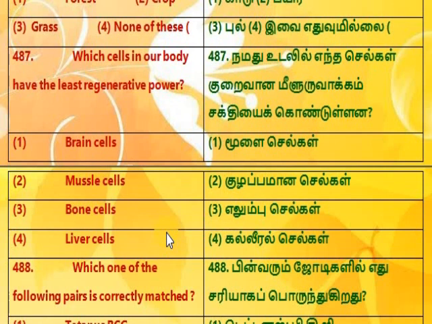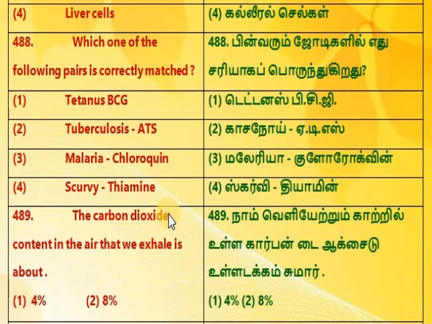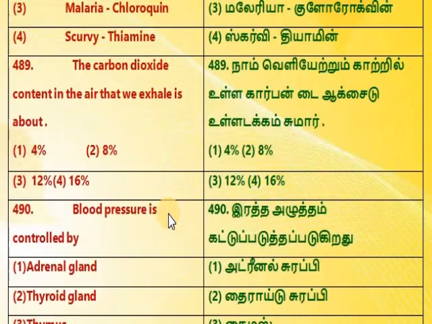487. Which cells in our body have the least regenerative power? 1. Brain cells. 2. Muscle cells. 3. Bone cells. 4. Liver cells. 488. Which one of the following pairs is correctly matched? 1. Tetanus, BCG. 2. Tuberculosis, ATS. 3. Malaria, chloroquine. 4. Scurvy, thiamine. 489. The carbon dioxide content in the air that we exhale is about: 1. 4%. 2. 8%. 3. 12%. 4. 16%.